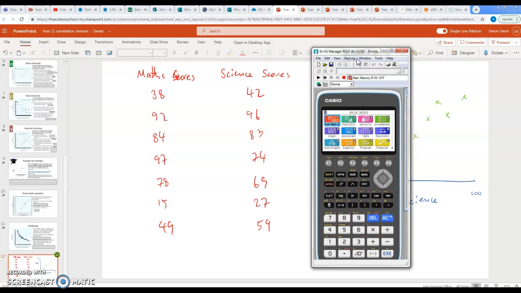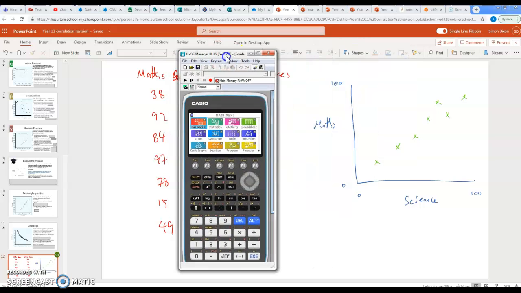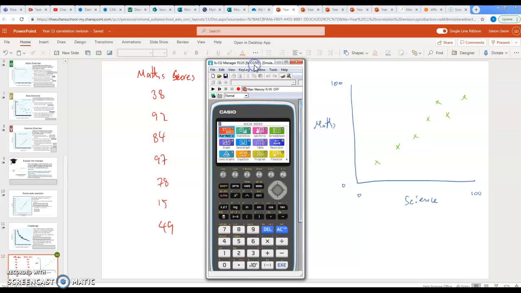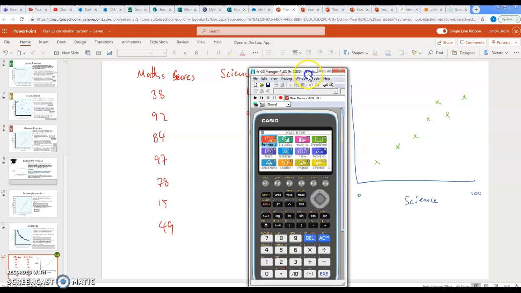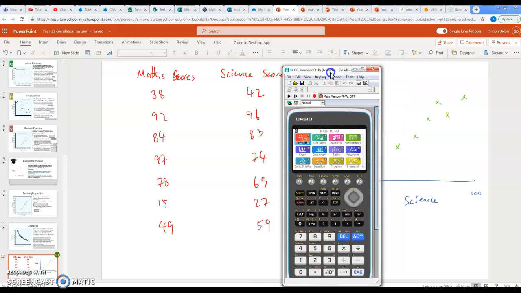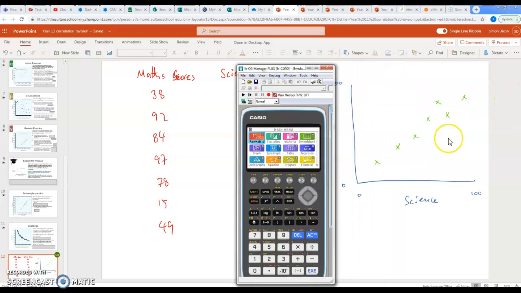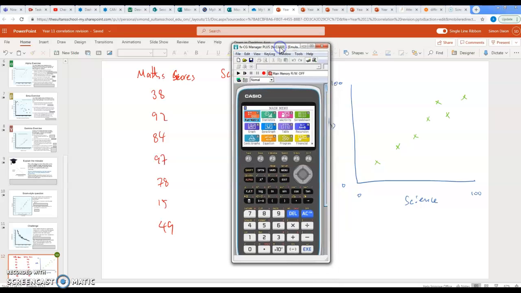So let's say we've got some data on some test scores, okay? Some percentage scores from a maths test and some percentage scores from a science test. What I've done there, just very roughly, is plot those on a scatter graph. So if someone scored 38, the science score was 42. If someone scored 92 on maths, they scored 96 in science. And we're generally seeing quite a strong positive correlation here. If you're good at maths, you're probably good at science as well.